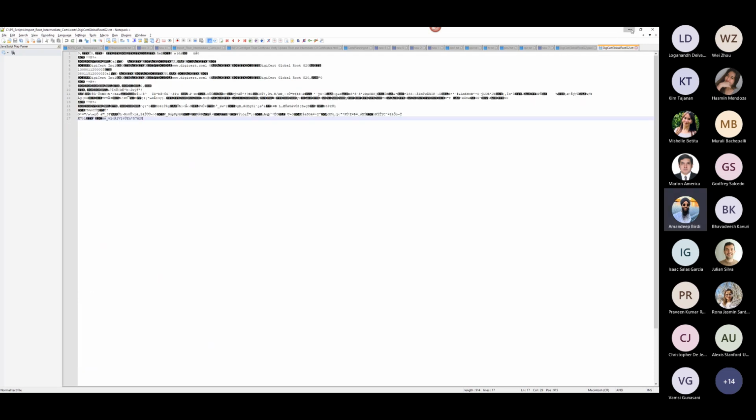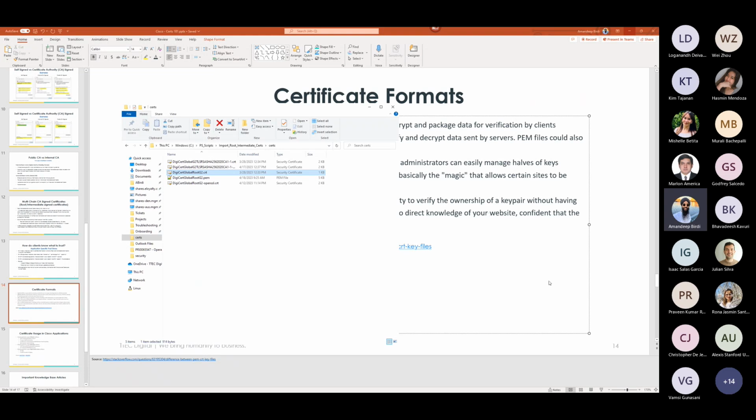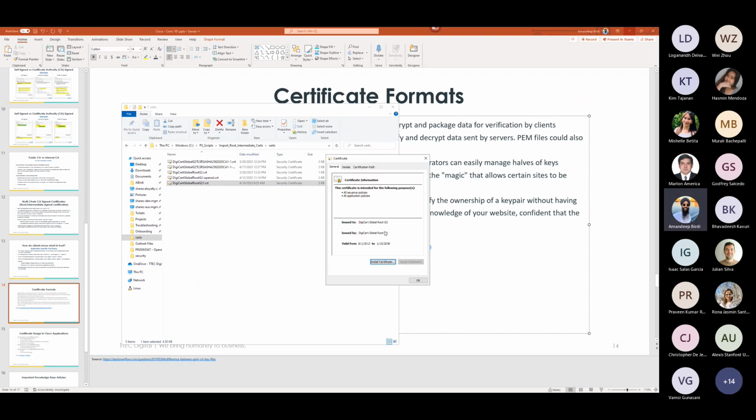So I hope that helps with the two formats. A CRT is just an extension, right? I could rename this one here to CRT, and just add a 1 here so it's not the same. So I just renamed the PEM file to .crt, and Windows still recognizes it. So Windows can recognize both PEM encoded files and DER encoded files.